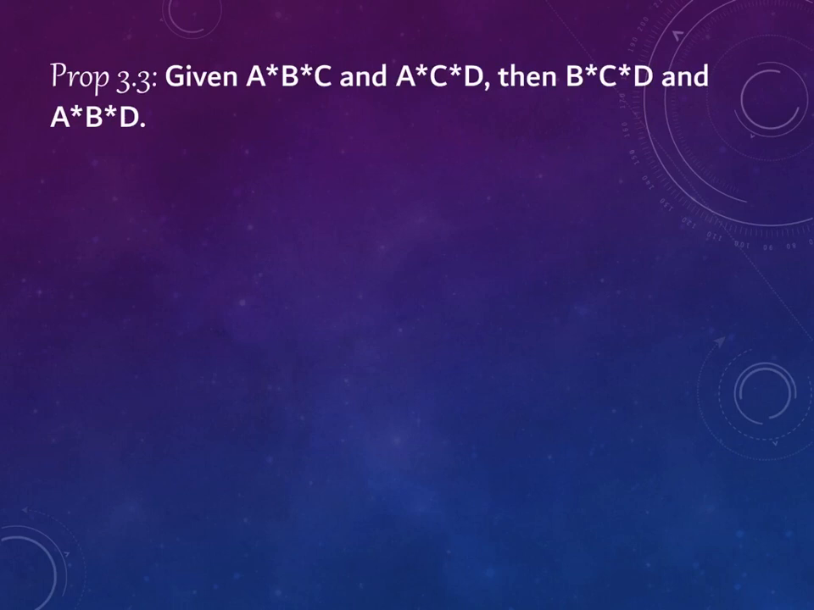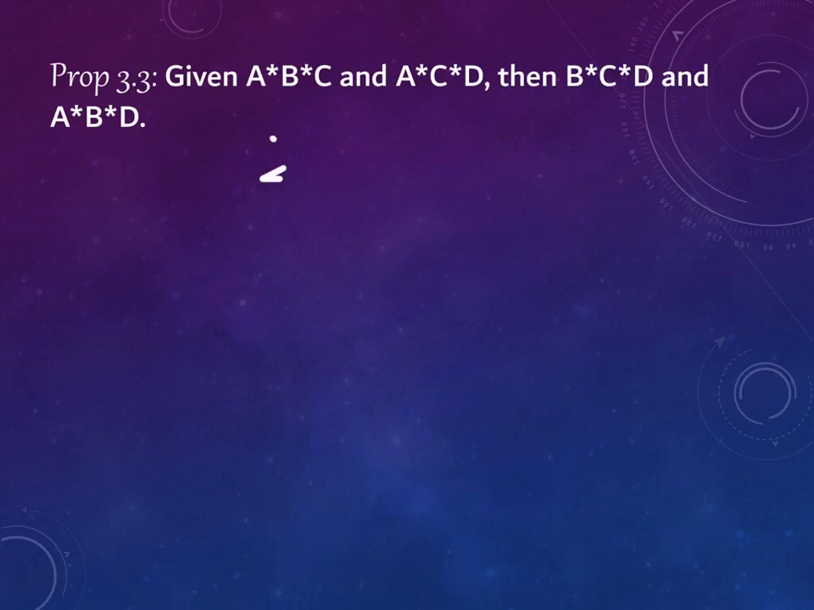All right, so this is talking about things being between other things. So if B is between A and C, and C is between A and D, then C is also between B and D, and B is between A and D. And if you draw it in a picture, again, it helps to see what's going on. These are collinear descriptions, right?